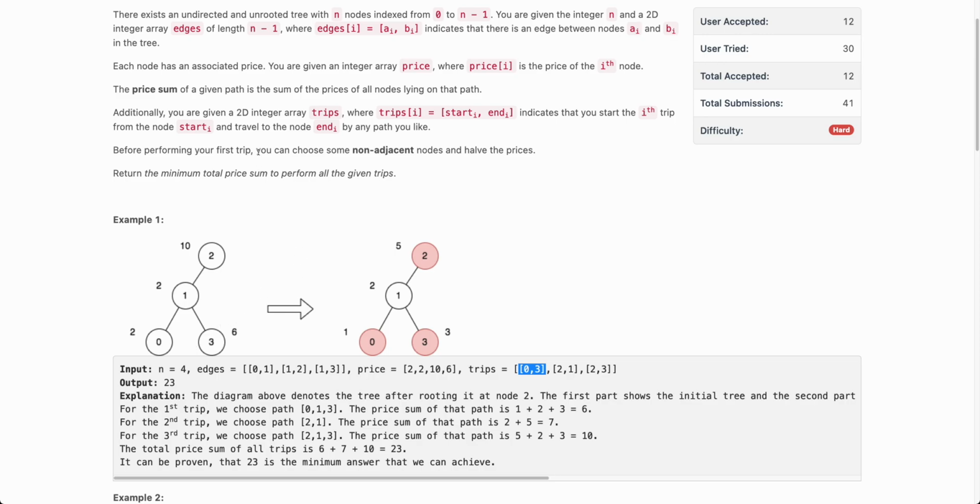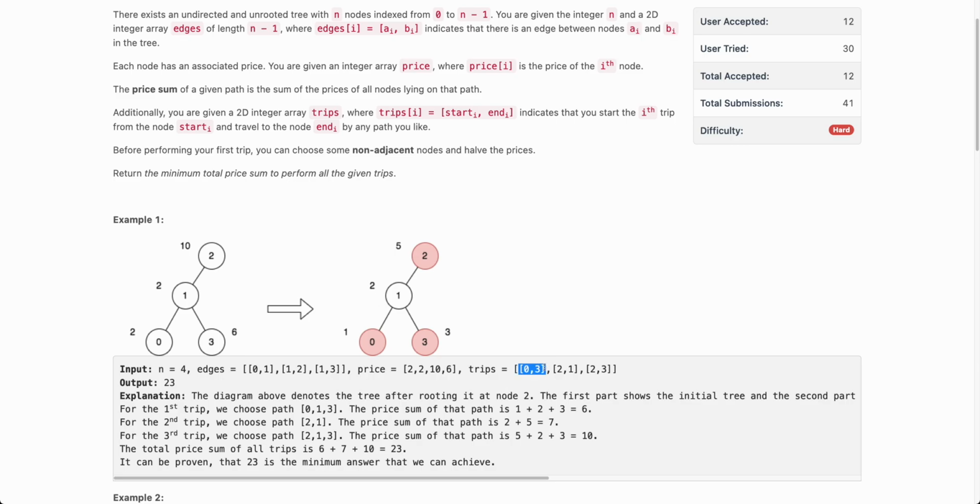Now, as it is given in the problem that you can halve the price of any nodes which are non-adjacent, let's say we have the price of this node and this node. This node, the price was 10, so we make it 5. Price was 2 here, we make it 1. Price was 6 here, we make it 3, right? Now notice that we are able to do so because 2, 0 and 3 are not adjacent. So we can't actually halve the price of 1 because 2 is already halved, right? So this is, let's say, our final tree.